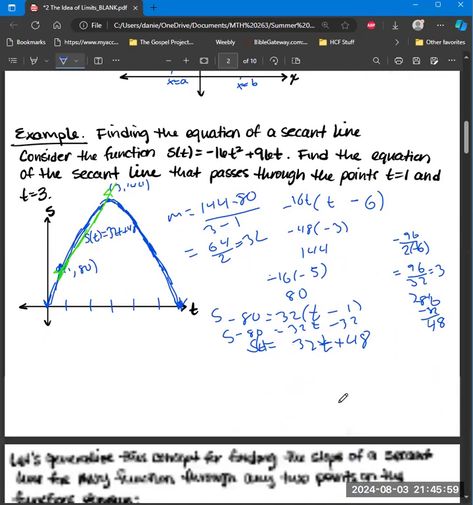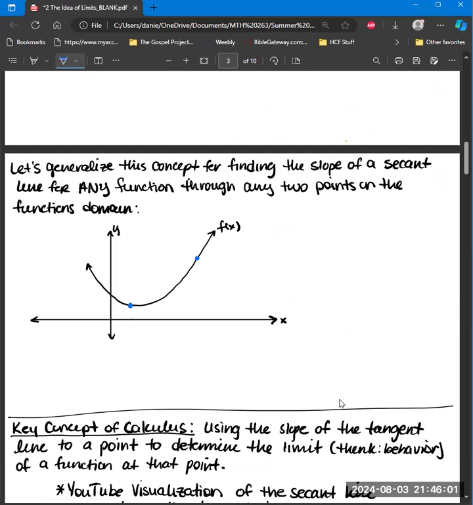So now let's generalize this concept for any 2 points P1 and P2 here, and we can get lots of secant lines. We can move P2 closer and closer to P1 here. And we're really interested in getting this tangent line, though, that's right here.